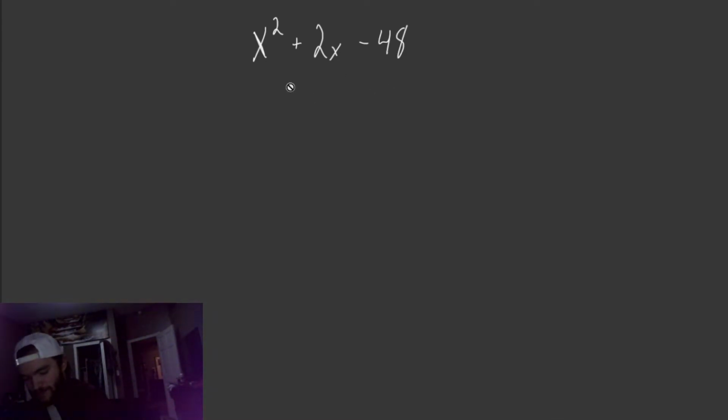Anyways, I'm going to look at, again, obviously there's nothing in front of the x squared, right? So we're good. If x squared is 1, we're good, unlike the other one, which was 2. I'll show you a method on how to do the other stuff too. Anyways, I'm going to look at negative 48. Negative 48. What goes into negative 48 that can add up to 2?